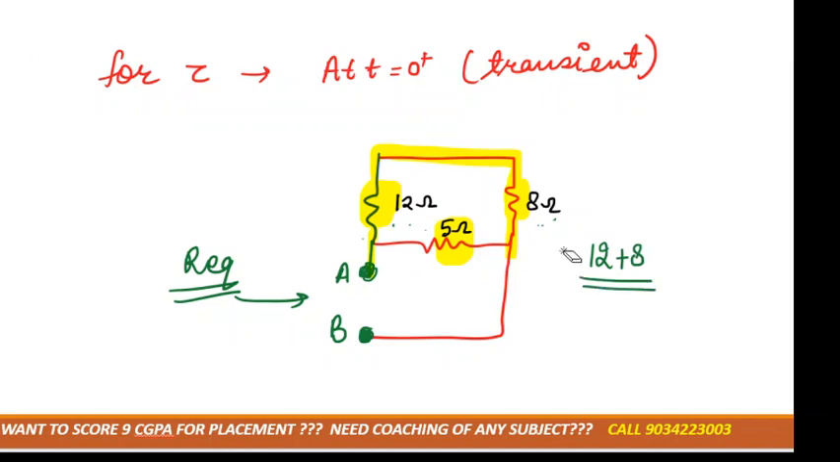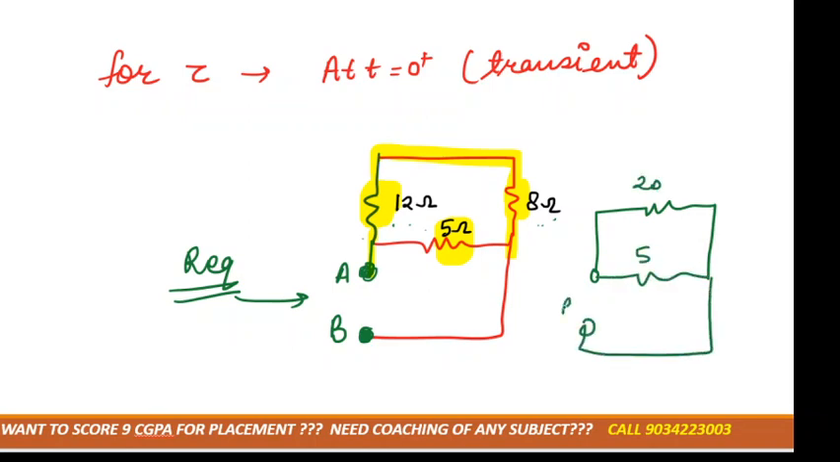That would become 20 ohm, right? If I redraw the circuit, that will become 20 ohm, that is 5 ohm already, and now this is B, this is A. Again we are at the A position, we have to move towards B. Now tell me, are 20 and 5 in series or in parallel? They are in parallel. So R equivalent would be 20 parallel 5. 20 parallel 5 is 4 ohm, right?